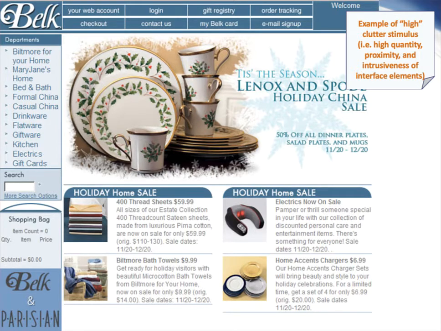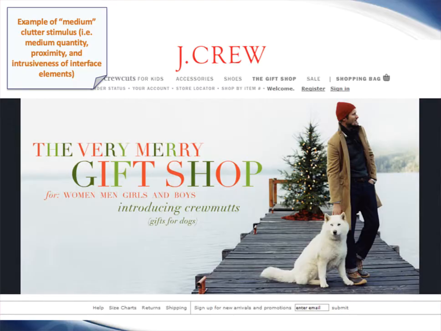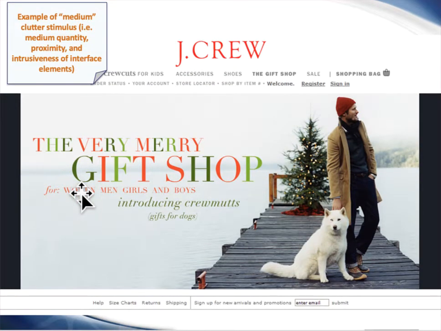Another example, this one not out of the technology sphere. Look at this and see whether you find it to be better than the first one. It's less cluttered, and it's of course looking at sale at this point. So if you look at these examples, this now is one that has only a little bit of information. This is kind of an example of a medium clutter stimulus, medium quantity of information, proximity and intrusiveness of the interface elements. You can see these things are better.